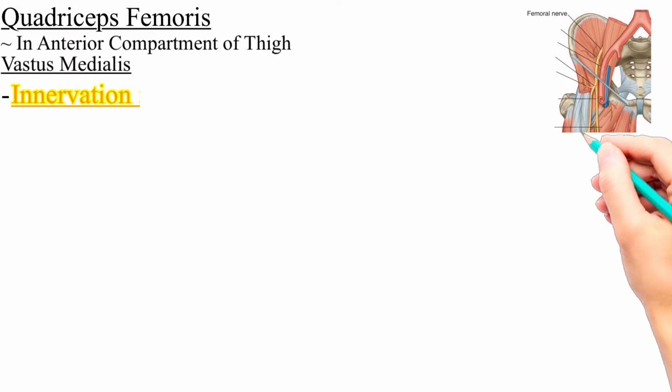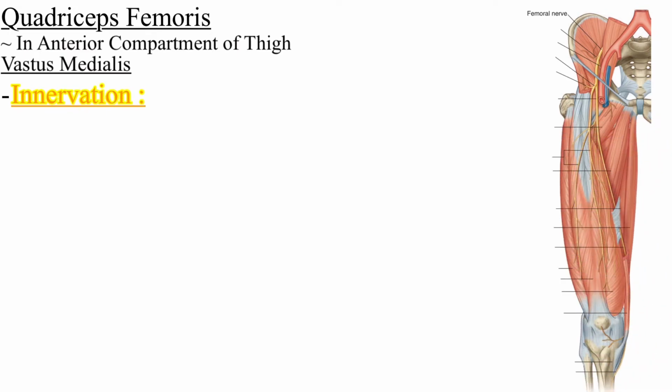The vastus medialis muscle is innervated by the femoral nerve. Femoral nerve has 3 nerve roots, L2, L3 and L4. The main innervation to the vastus medialis muscle is L3 and L4. L2 has a minor contribution in the innervation of the vastus medialis muscle.